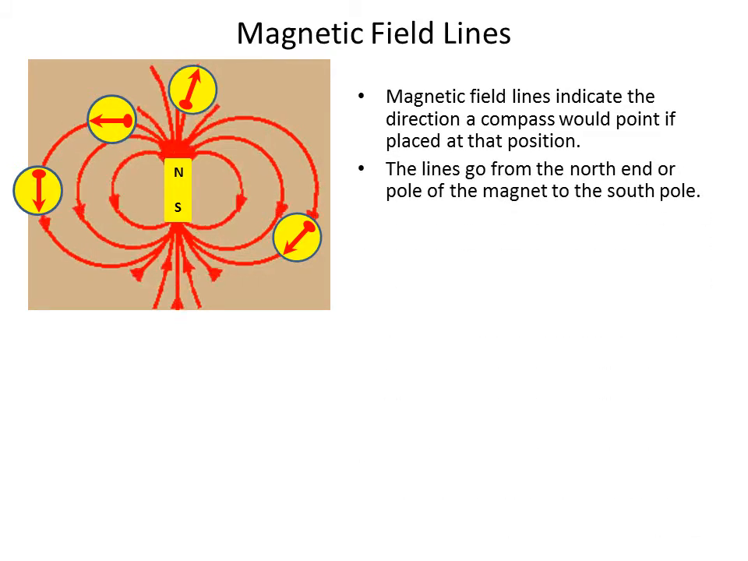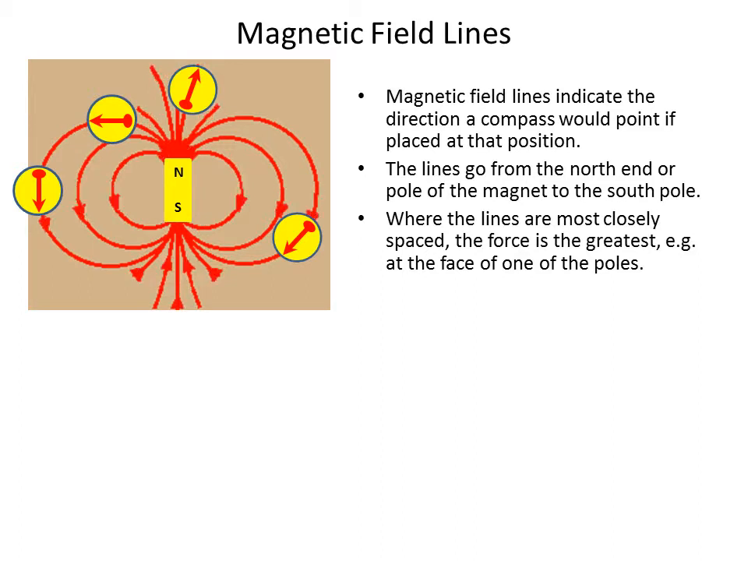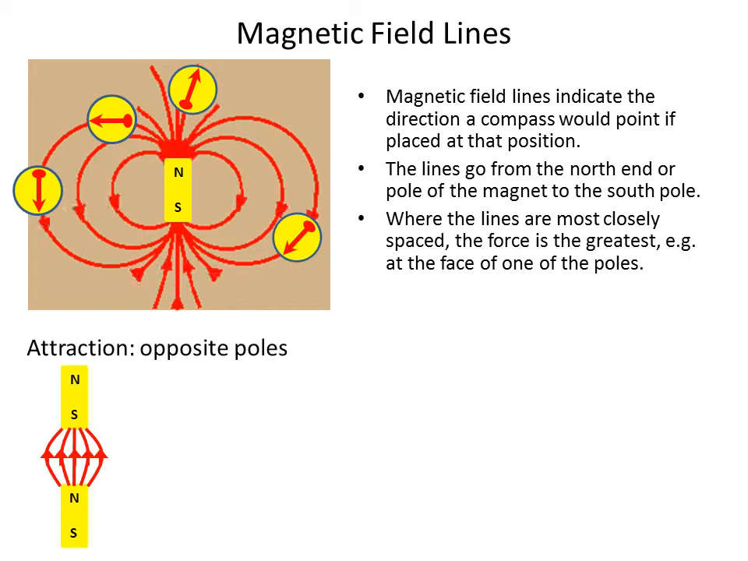The lines go from the north end of the magnet to the south pole of the magnet. So they come out of the north and go back into the south, is one way to think of it. Where the lines are most closely spaced, the force is the greatest. For example, at the face of one of the poles, you have a high density of lines.